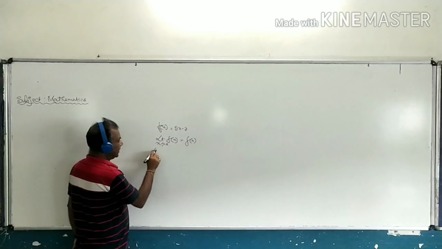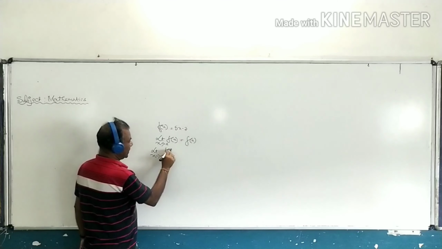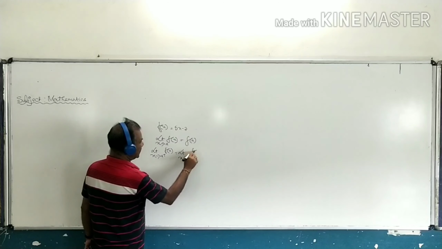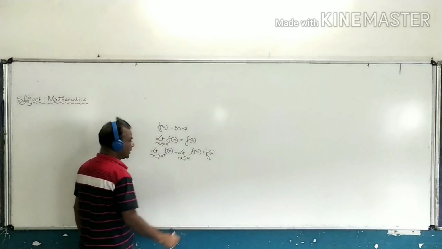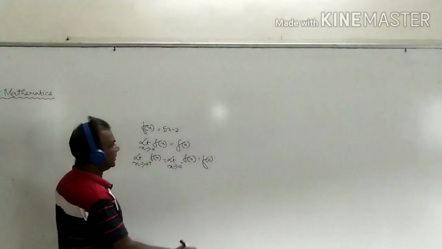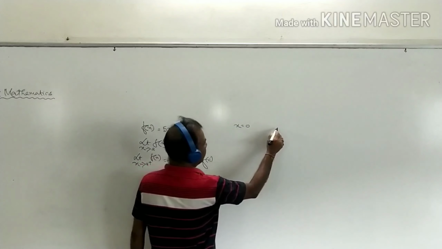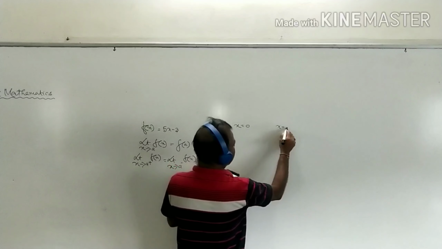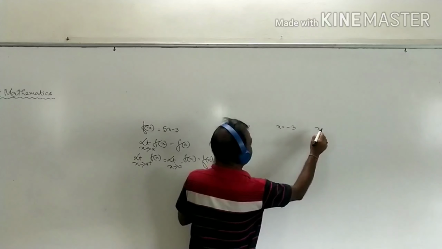Limiting value means limit x tends to a plus, the right hand limit, equal to limit x tends to a minus, the left hand limit, equal to the functional value at x equal to a. We will do the same thing here. The points are given: x equal to 0, x equal to minus 3 and x equal to plus 5.